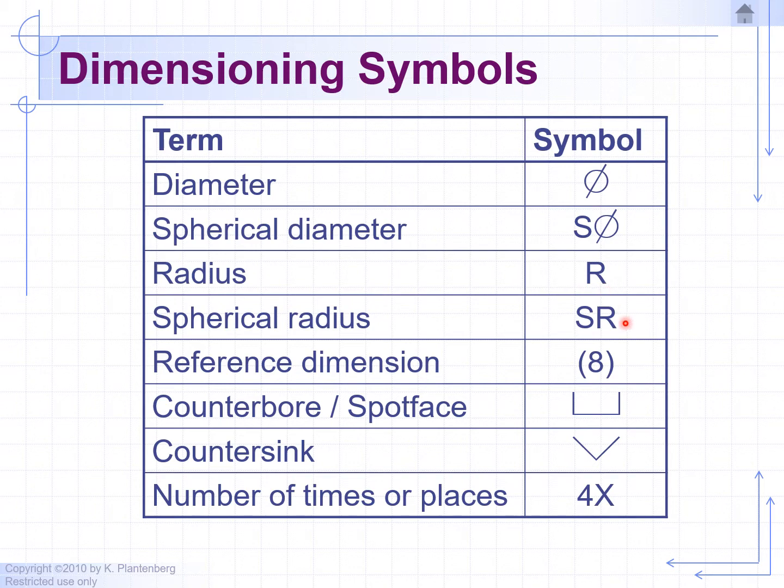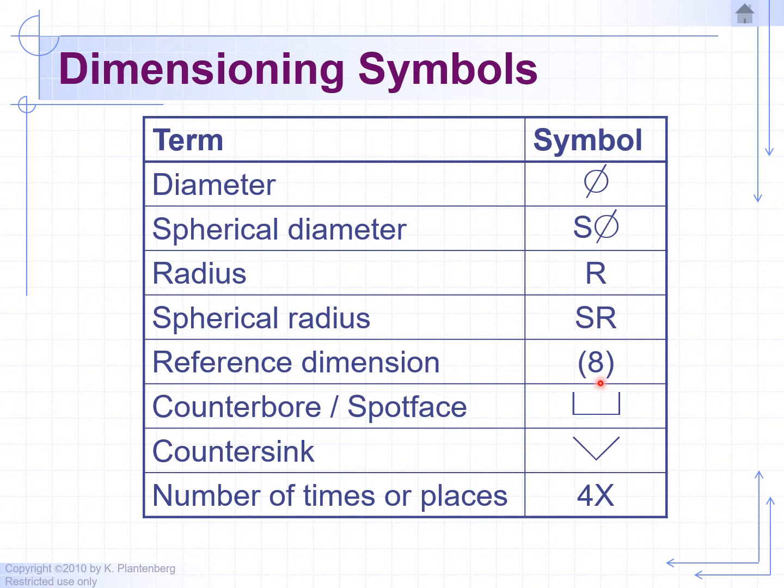Now, if you're dealing with a sphere, for example, that's cut in half, or it's cut into a quarter size, then we're going to use spherical radius. Again, if you're dealing with a complete or close to complete sphere, we're going to use spherical diameter. But if you're dealing with a partial sphere, then we're going to use spherical radius.